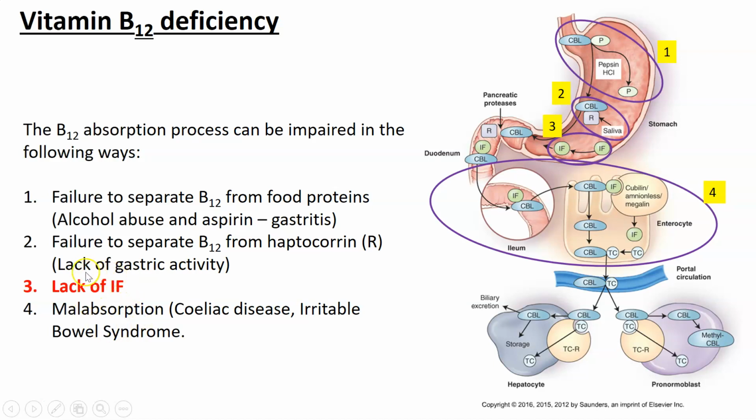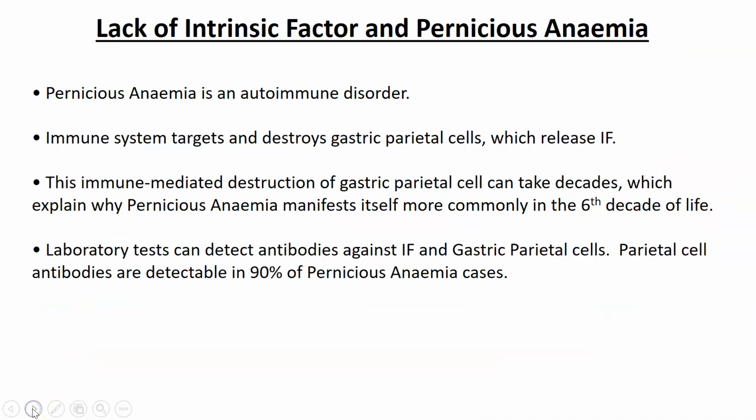Now, I've highlighted intrinsic factor in red, because this is what I'm going to talk about next. The lack of intrinsic factor leads to what we call pernicious anemia. Pernicious anemia is actually an autoimmune condition, which means that it's your own immune system which is causing the problem. If you remember, your parietal cells, which release hydrochloric acid in your stomach, also release intrinsic factor.